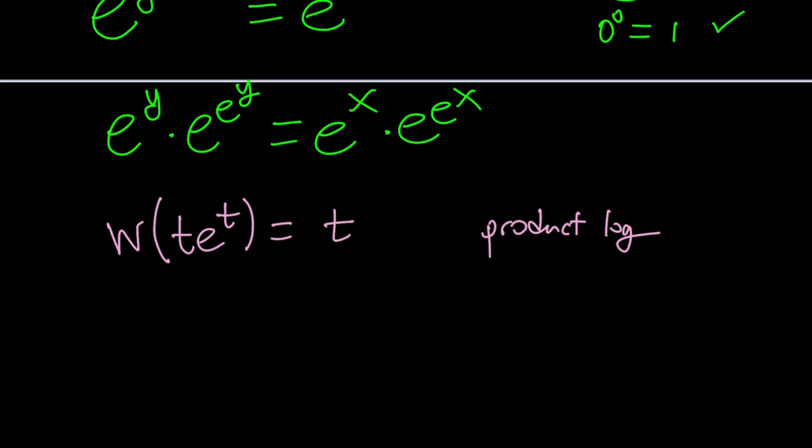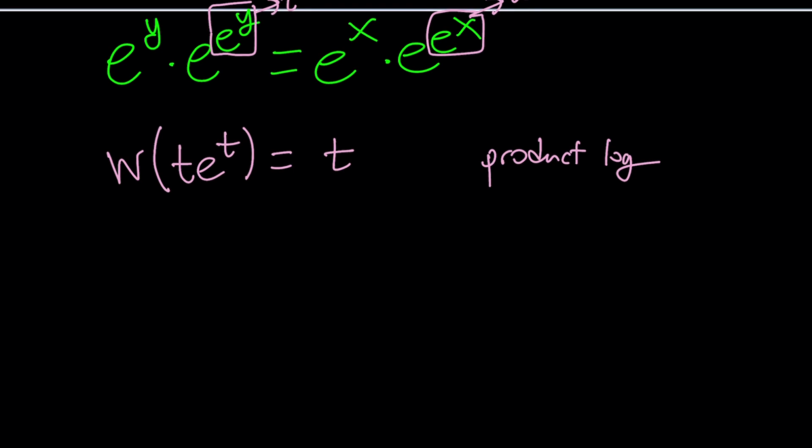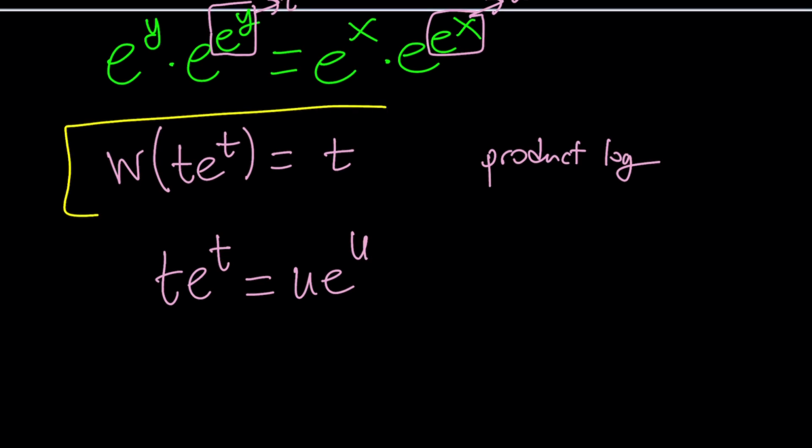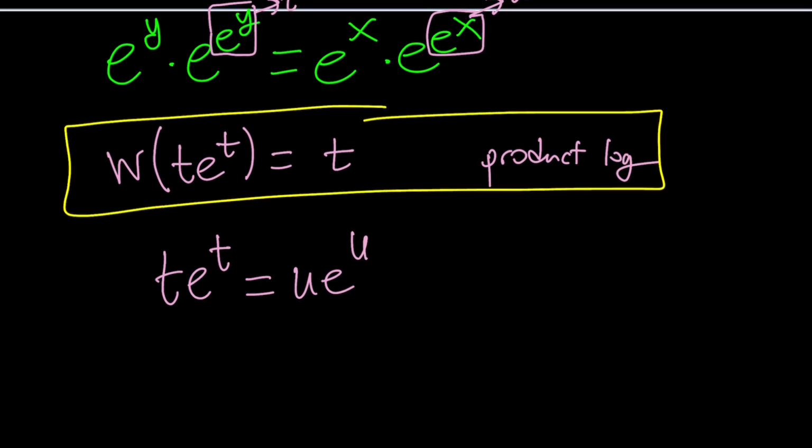What is the mathematical touch? Substitution, of course. What else can it be, right? So we're going to go ahead and call this t, and I'm going to call this u. Yes, this is u. Now this gives us the following. Because we call that, t e to the t equals u e to the u. And you already got the formula, right? Lambert's W function, the product log, is going to solve the problem.